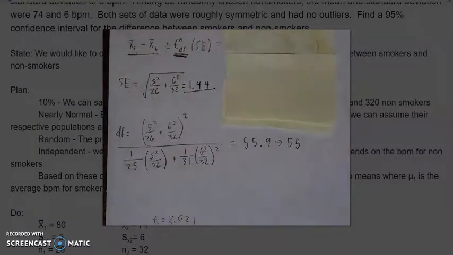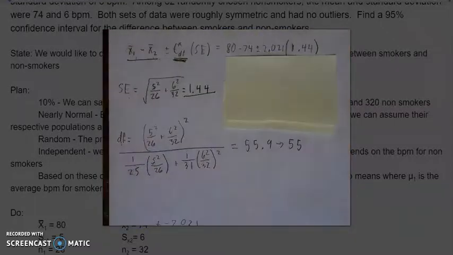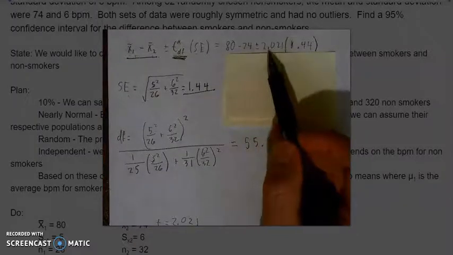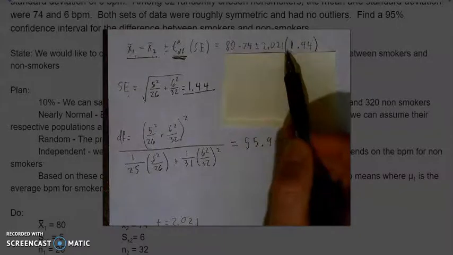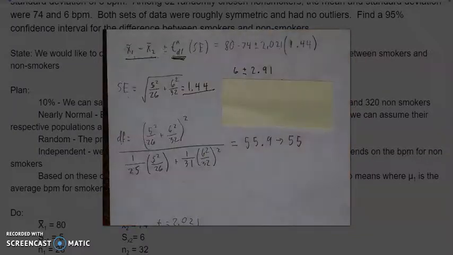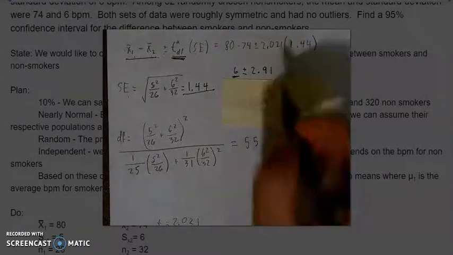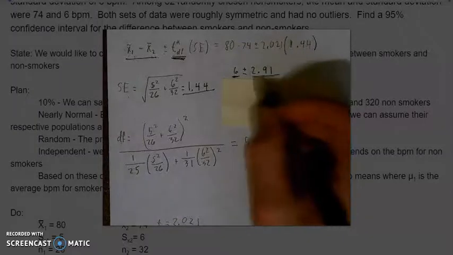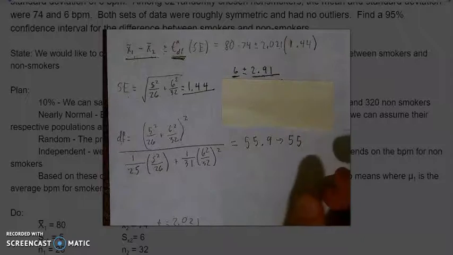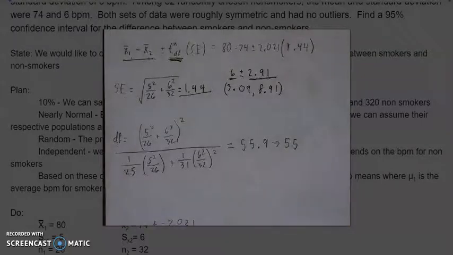So we have this for the standard error, we have this for the critical t. This is just 80 minus 74, which is 6. So when we plug everything in, we have 80 minus 74 plus or minus our critical t 2.021 times our standard error 1.44. When you simplify that, it's basically just 6 plus or minus 2.91. So 6 would be the difference of our two means, our statistic, and 2.91 would be our margin of error. When you put that in the format that we prefer, we get 3.09 as the lower bound and 8.91 as the upper bound.